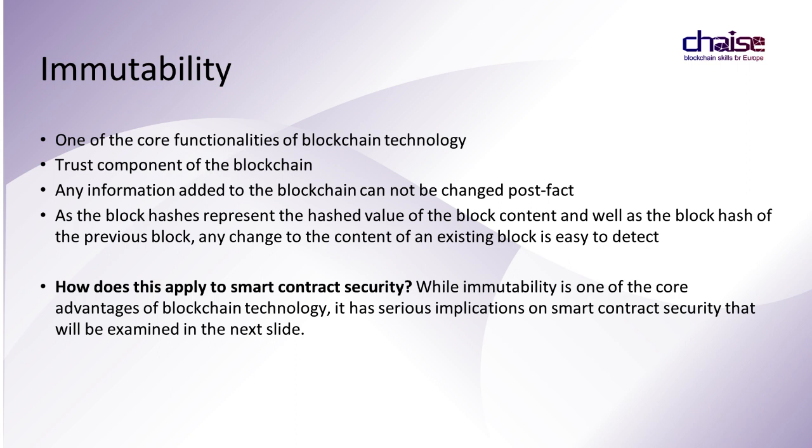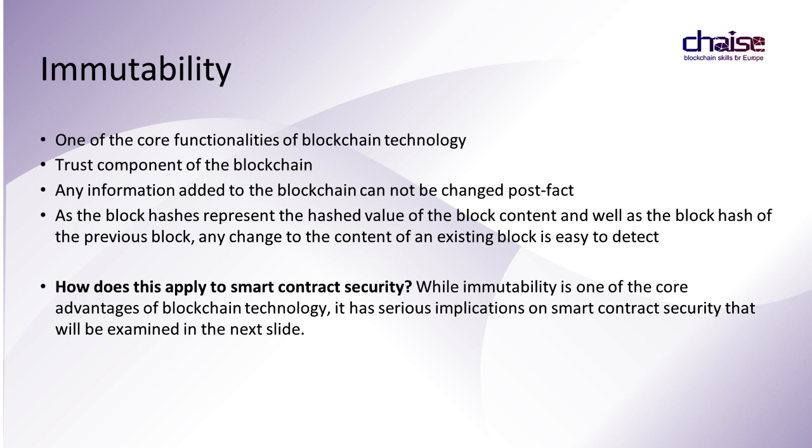Block hashes represent the hashed value of the block content as well as the block hash of the previous block, effectively chaining all of the blocks and the information within them into an unbreakable series of hashes. Any change to the content of an existing block is easy to detect as the hash of the block would change, breaking the chain of hashes and invalidating it. This ensures the trust component of the blockchain.